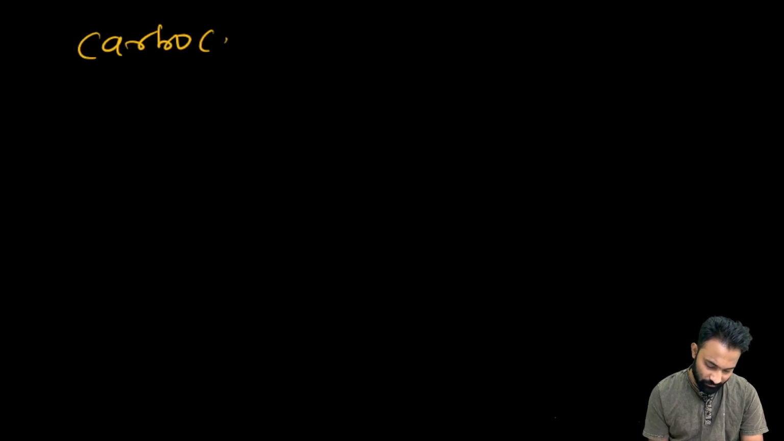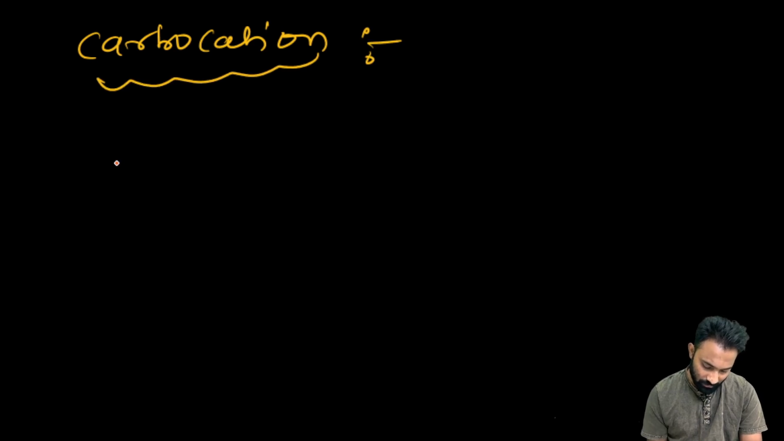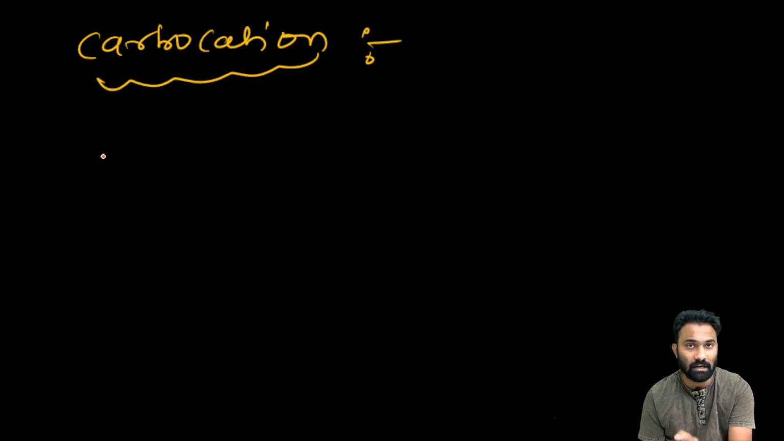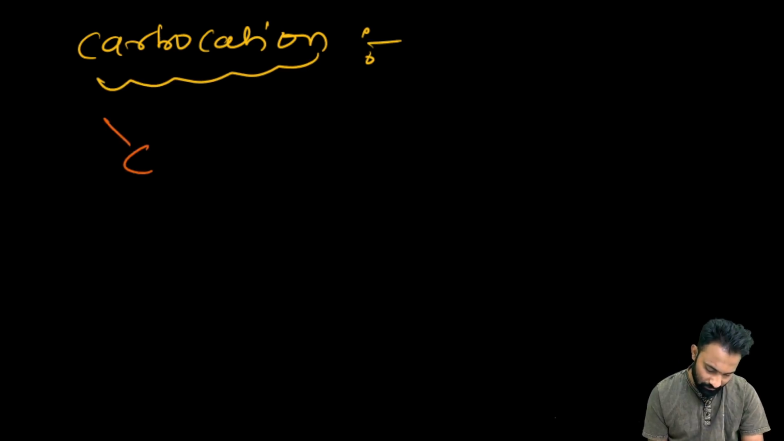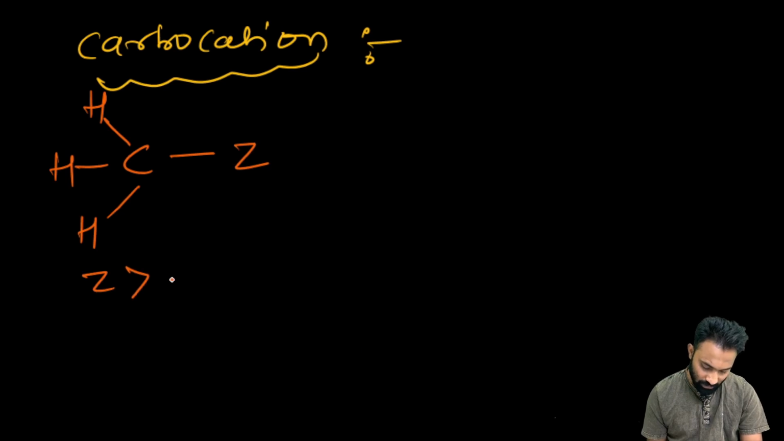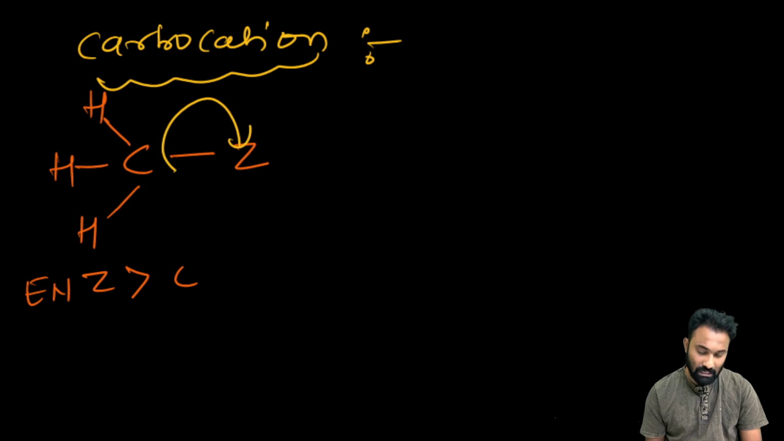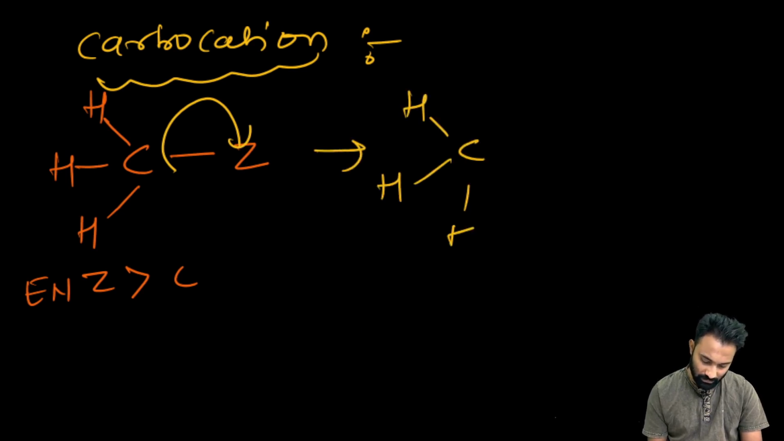First, how is the carbocation formed? The carbocation will be formed on the basis of heterolytic breakage. Already I said heterolytic breakage leads to the carbocation. Here this carbon has one hydrogen, one hydrogen, one hydrogen, and here I will take one Z atom. Z atom is more electronegative than the carbon. It will take the bond pair of electrons towards itself and it will form the carbocation. Done. And it is Z minus.